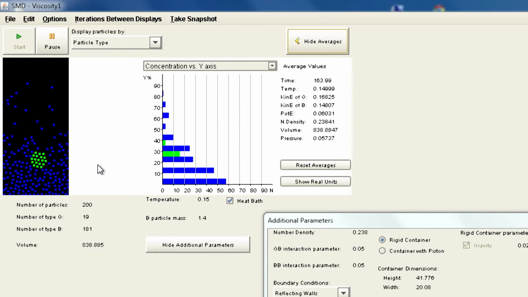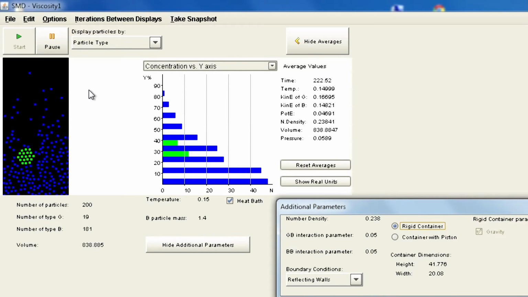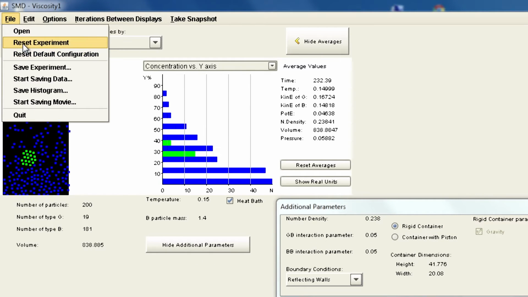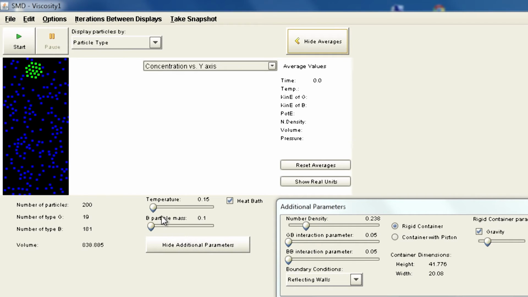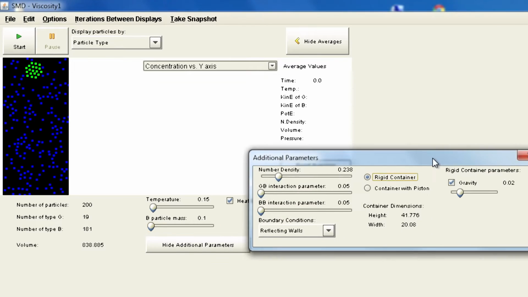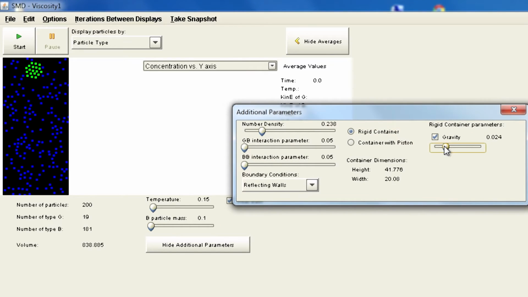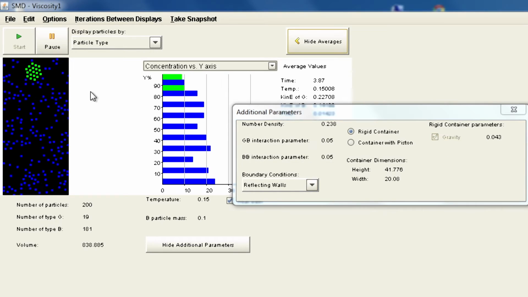difficult, primarily because the substance through which the lighter particles are trying to diffuse is crowded by the heavy particles. So, we can do that. Now, let us reset this experiment again, and let us see if we can keep the particle mass the same, however increase the gravitational force. And this is a rigid container and reflecting wall situation. So, we are going to do that.